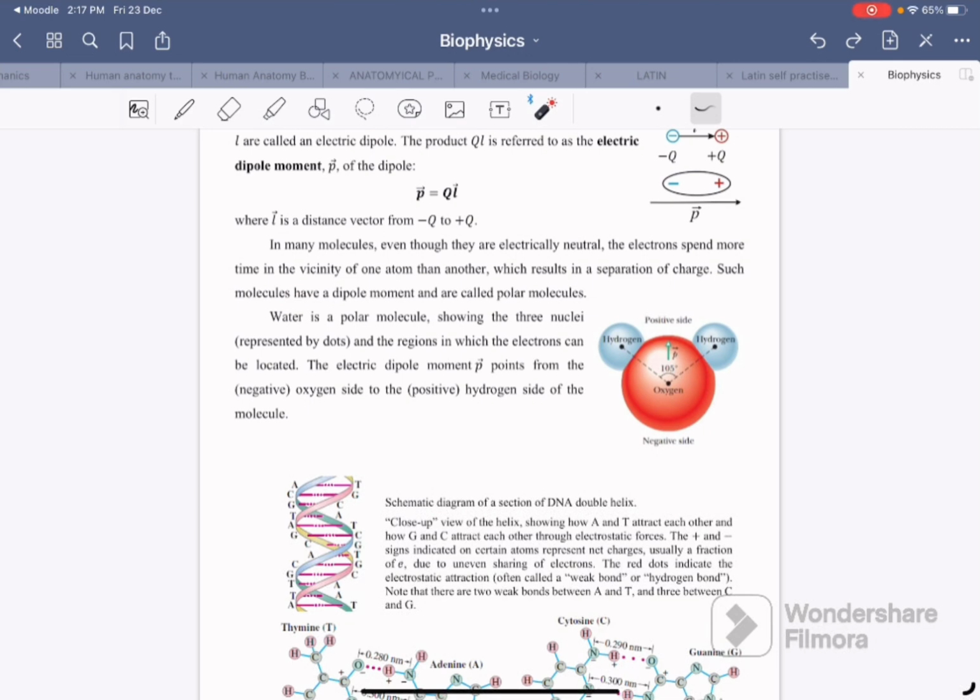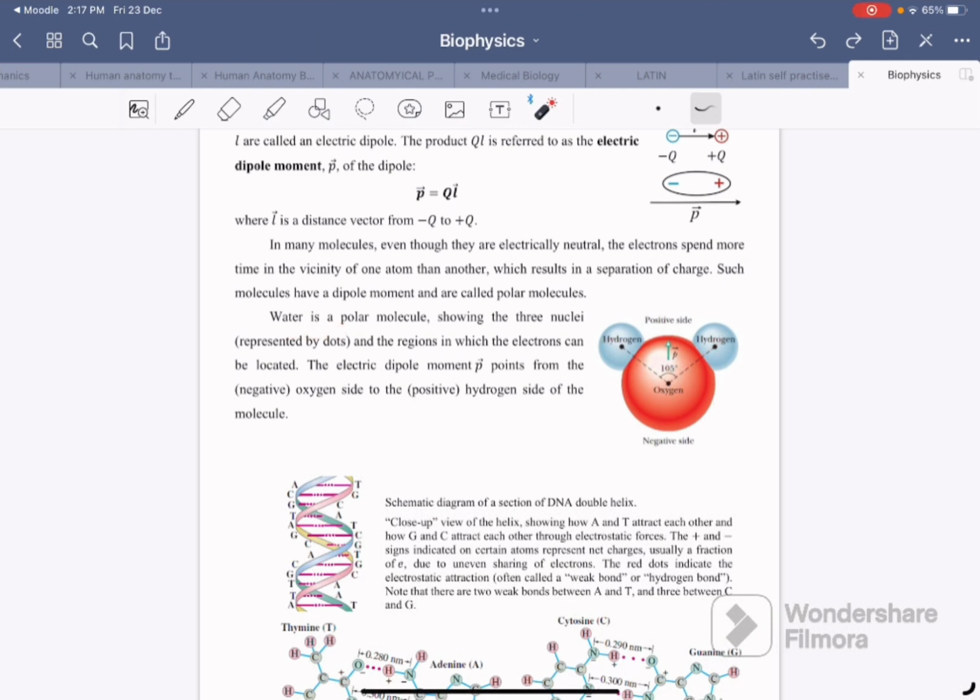So I have just said that oxygen carries negative charge and hydrogen carries positive. So there is a charge separation between the negative charge and the positive charge. So yeah, it forms a dipole moment, isn't it? So that is the point. Such molecules with dipole moment are called polar molecules, separated dipole molecules.